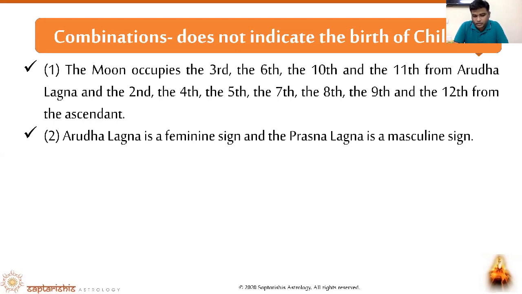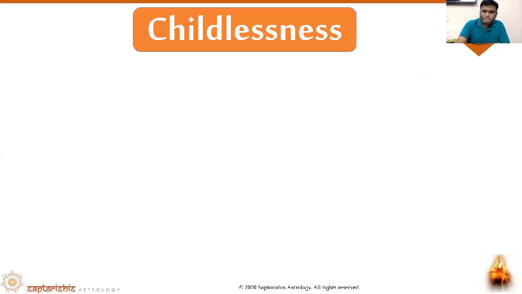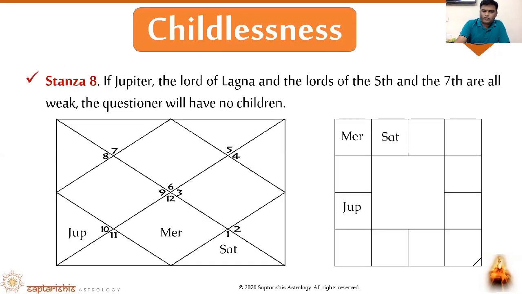Now, this combination is applicable for Prashna chart only, not for the birth chart. And here Aru Lagna is not that Gemini system Aru. This is a different Aru Lagna. So there is another combination for childlessness, or we can say the denial of progeny.